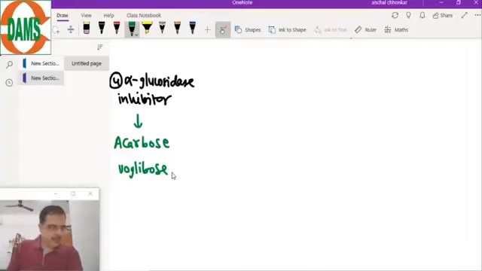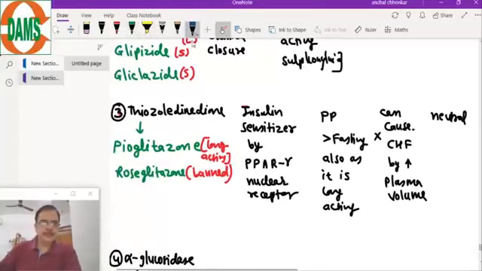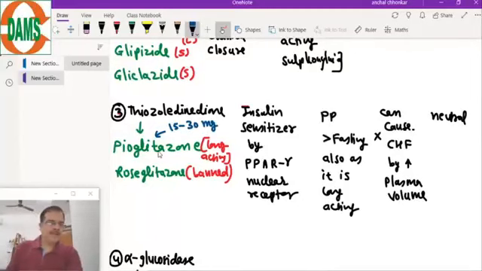Okay, the dose of glitazones. The dose of the glitazone is 15 to 30 milligrams. Earlier it used to be 45, it can be given till 45, but 45 is associated with more volume retention or water retention.